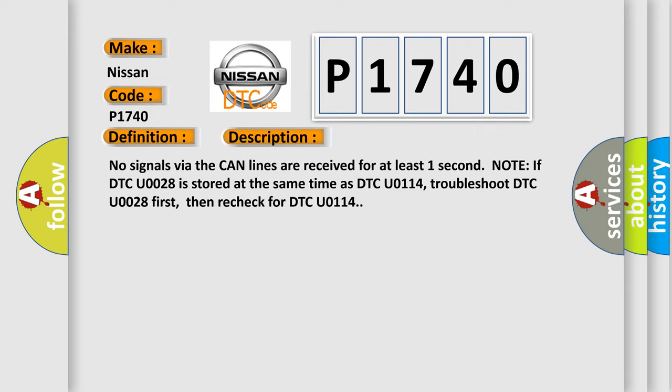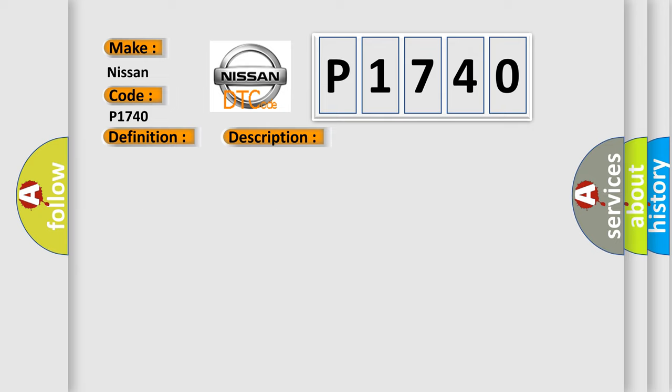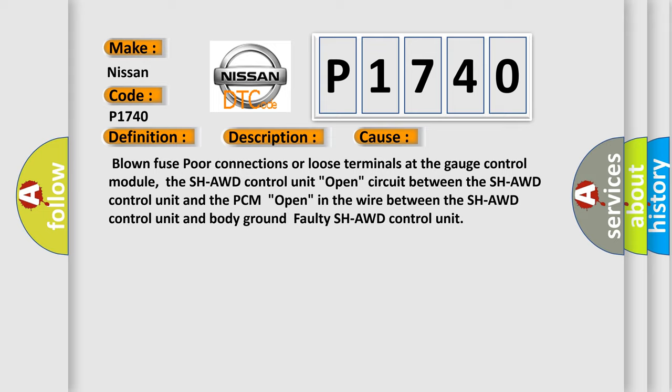Note: if DTC U0028 is stored at the same time as DTC U0114, troubleshoot DTC U0028 first, then recheck for DTC U0114. This diagnostic error occurs most often in these cases: blown fuse, poor connections or loose terminals at the gauge control module, the SHAWD control unit, open circuit between the SHAWD control unit and the PCM, open in the wire between the SHAWD control unit and body ground, faulty SHAWD control unit.